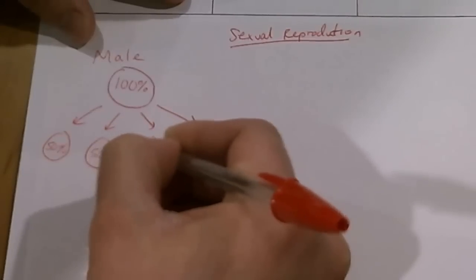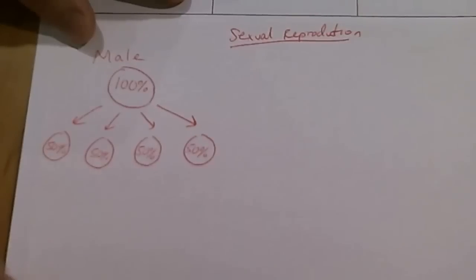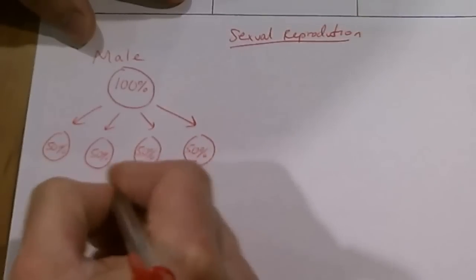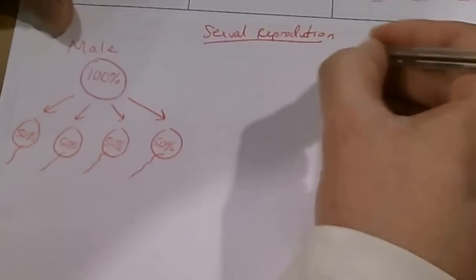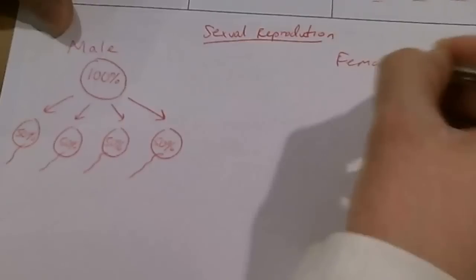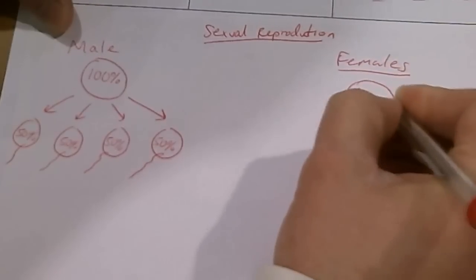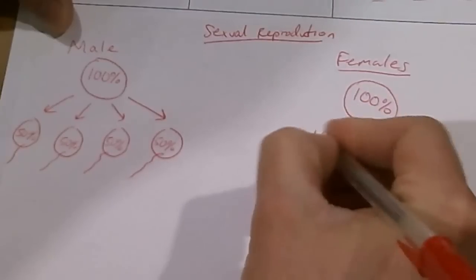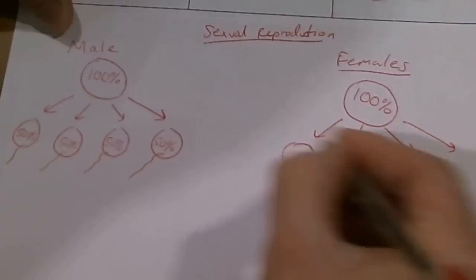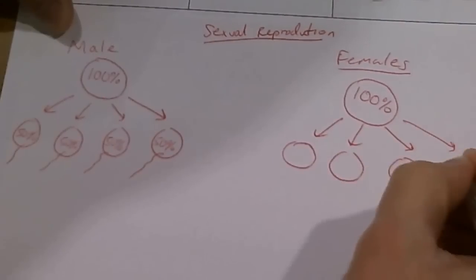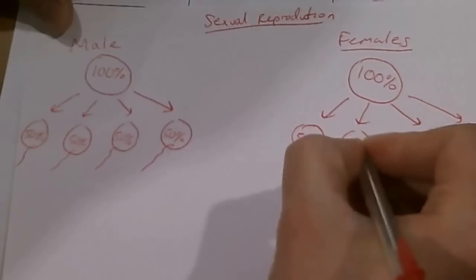And as I previously discussed, what type of gamete is this? Well, these are sperm cells, so I'll indicate that with some little tails here. And then females, they start out with a cell that has 100% of the DNA. And they go through meiosis, and meiosis produces 4 cells that each have 50% of the DNA.